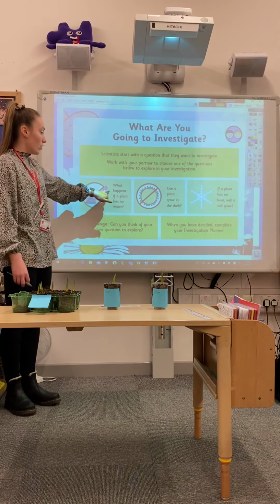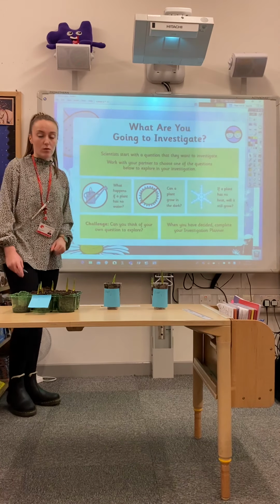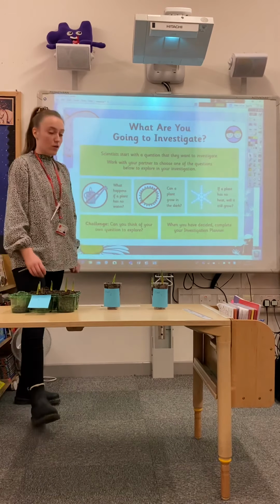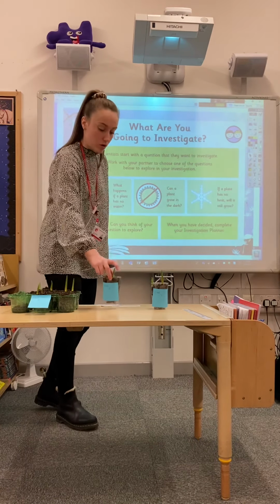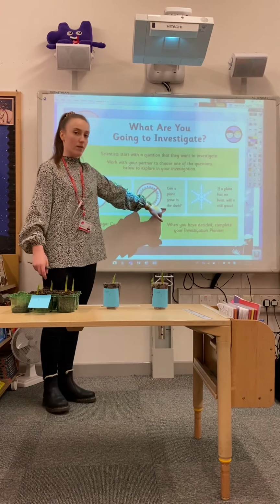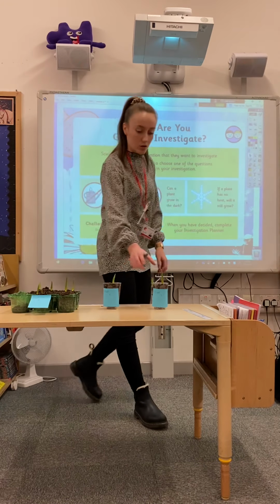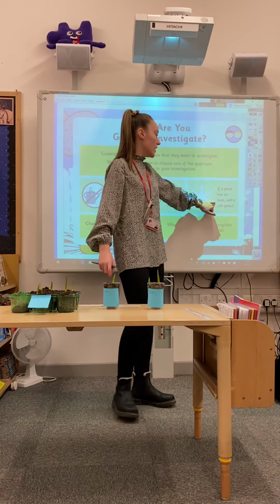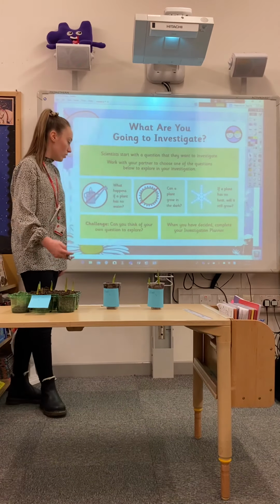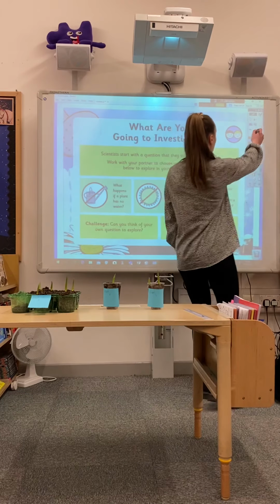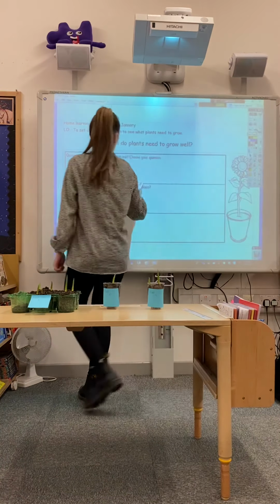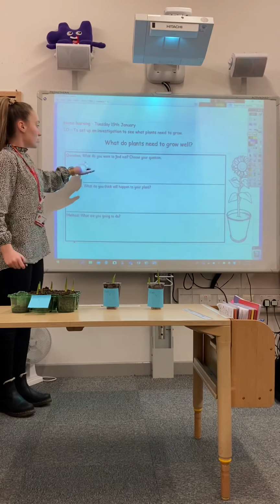prediction sheet. So you've got, what happens if a plant has no water? If you're going to choose plant 1, that will be your question. If you're going to choose plant 2, your question will be, can a plant grow in the dark? And if you're going to choose plant 3, your question will be, if a plant has no heat, will it still grow? Okay, and you're going to write this on your prediction sheet.